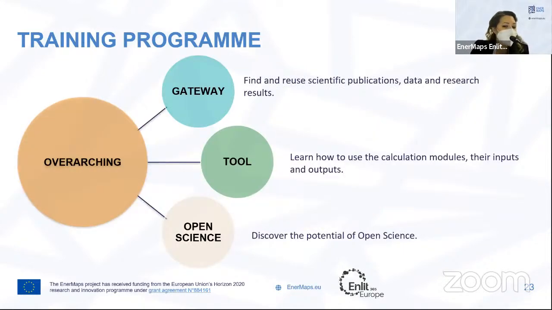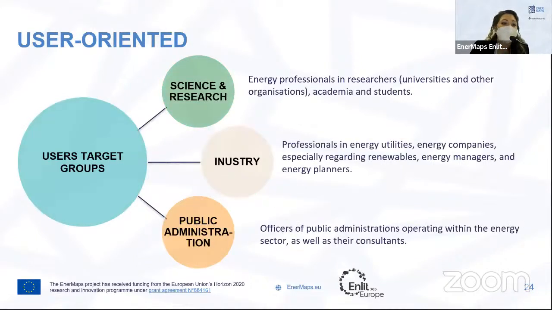Overarching in the sense that it does cover the gateway. So it teaches how to find and reuse scientific publications, data, and research results. It covers the data visualization tool. So during that part of the training, you can learn how to use the calculation modules, their inputs and their outputs. And then it covers open science. It helps you discover the potential of open science, both through the gateway, the tool, and the curated data sets that are behind both of the two layers.